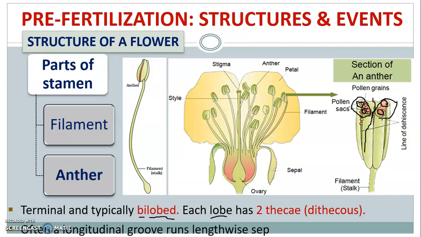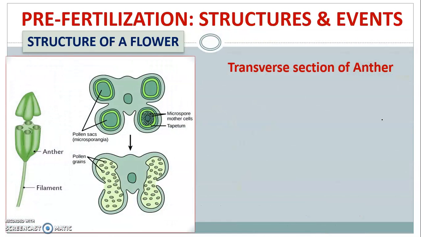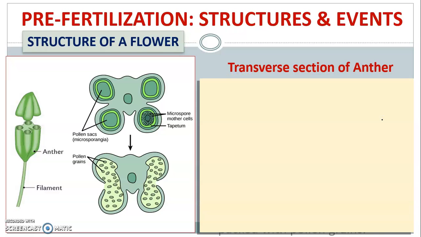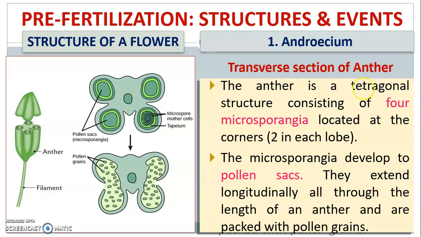Now move ahead with a little more discussion about the anther. Now, the transverse section of an anther, which means if we cut our anther on the transverse section, what we will see is that the anther is tetragonal. Tetragonal means it has four microsporangia. Total four microsporangia.